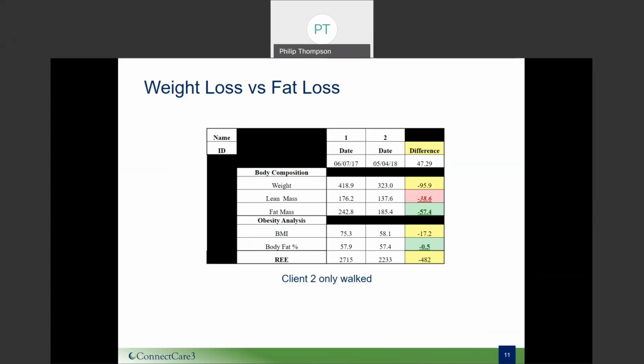And then the caveat, of course, if you look at their REE, so their energy expenditure per day, dropped by almost 500 calories per day. Now, 500 calories per day, that's huge. That means if they want to continue losing weight at the rate that they were, or at least as close to as possible, they'd have to walk an additional 5 miles a day. Who has time to walk 5 miles a day? Nobody. And all that will do is exacerbate the situation because they'll continue to lose muscle tissue.